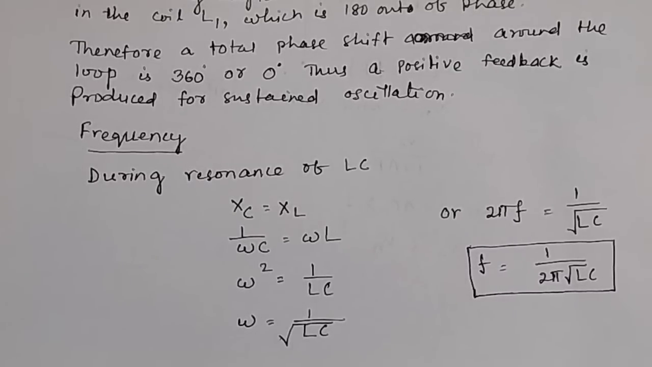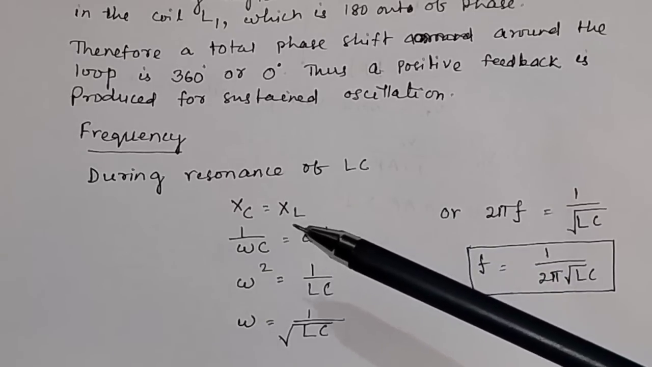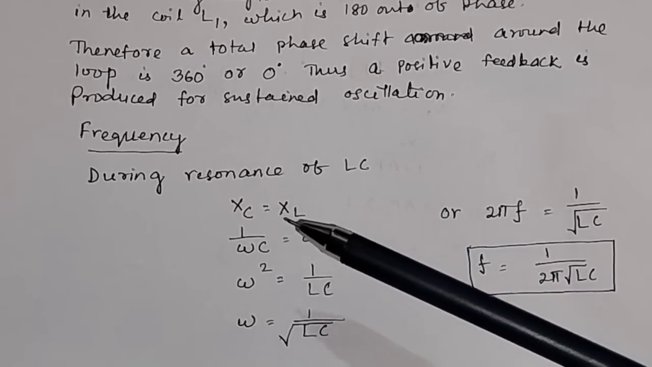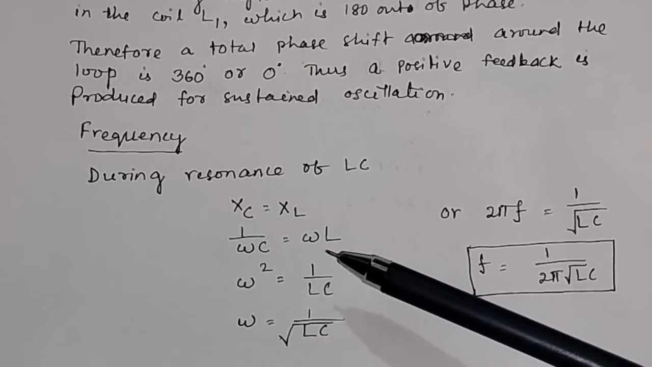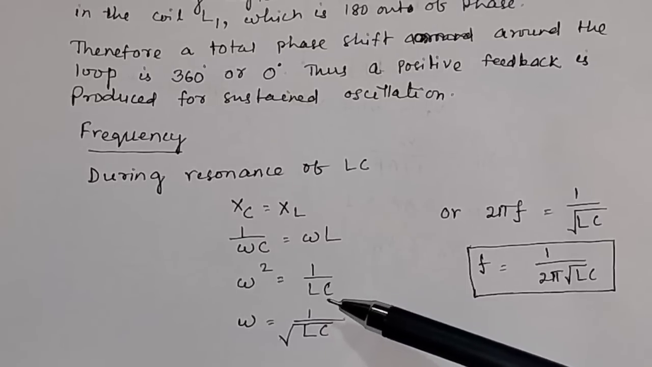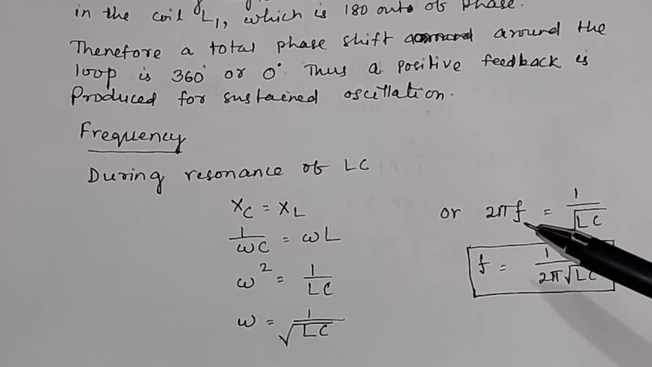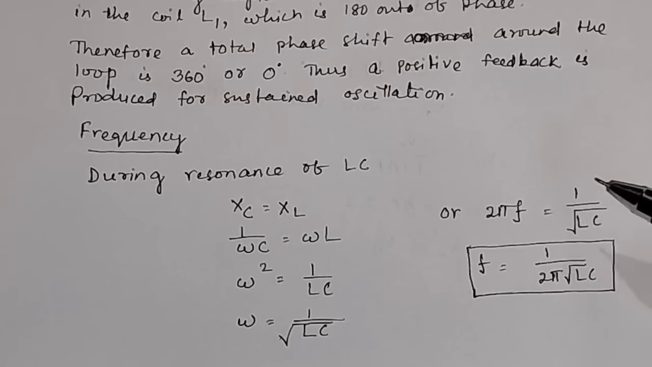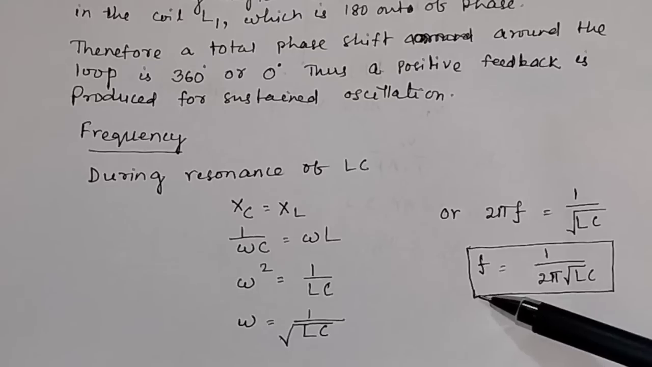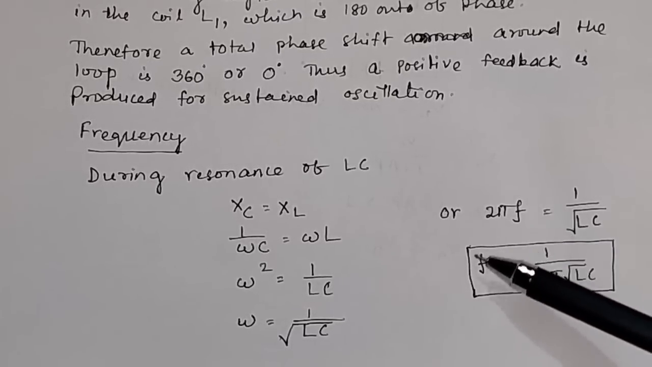You can find the frequency of oscillation during the resonance of the LC circuit, and during resonance, the reactance produced by the capacitor is equal to the reactance produced by the inductor. So 1 by omega C is equal to omega L, or omega square is equal to 1 by LC, or omega is equal to 1 by square root of LC, and omega is equal to 2 pi f. f is the linear frequency, omega is the angular frequency. So f, the frequency of oscillation, is equal to 1 by 2 pi square root of LC. So you should remember this formula.